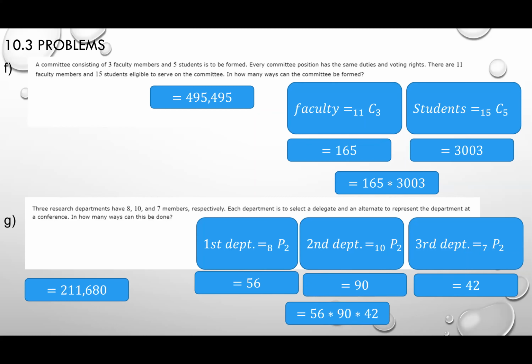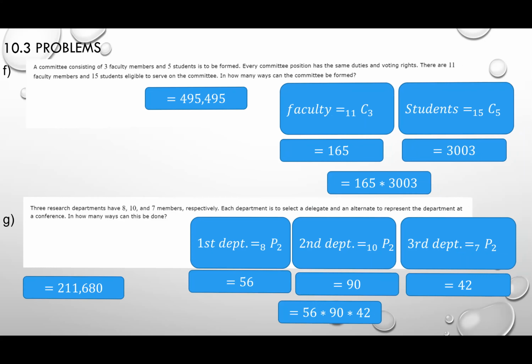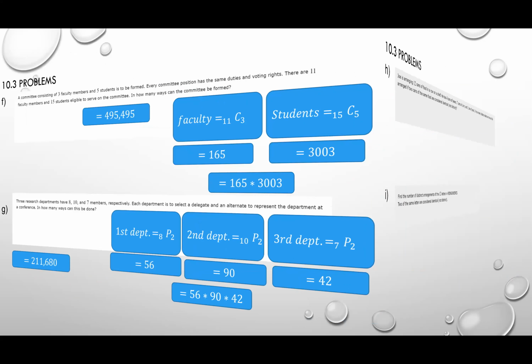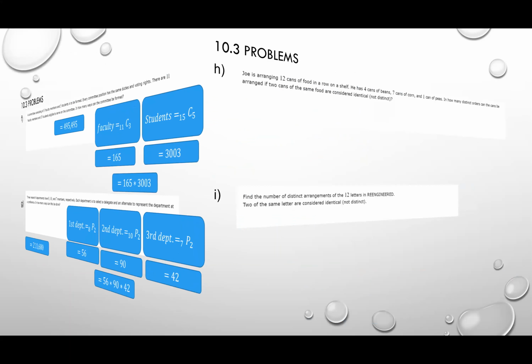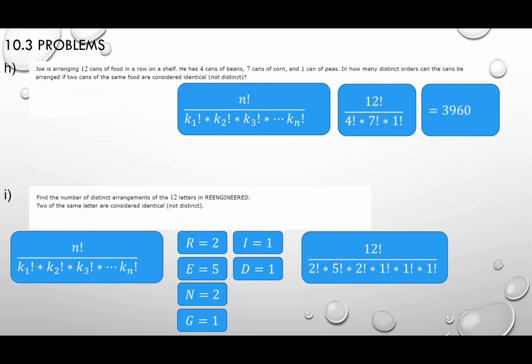Let me take a look at this item here. Let me list them out, and then let me explain each of them. Let's take a look at I first. I think I should do I before H, but I actually put H before I. So let me show you the item that we mentioned earlier in terms of the distinguished items that we have. If you look at I, what they tell you is find the number of distinguished arrangements of the letters in the word re-engineered.